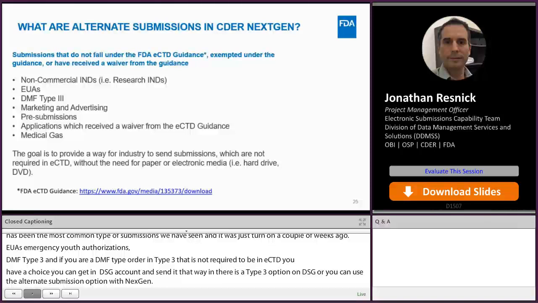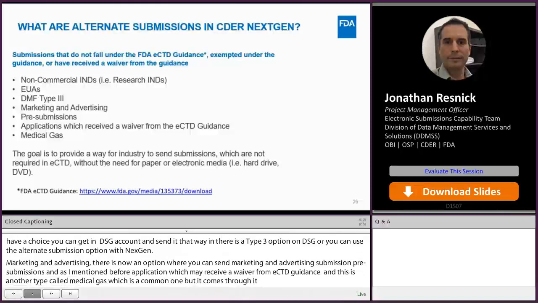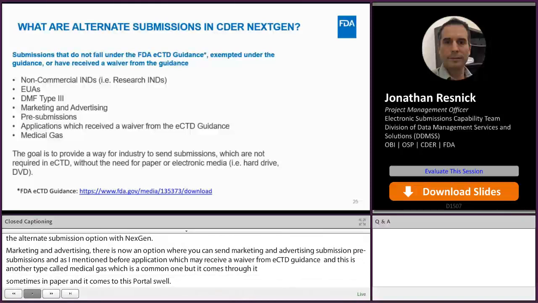And there's another type in here called medical gas. That's the most common one, but that comes through too, sometimes in paper, so those can come through this portal as well. But the main goal here is we just want to provide a way for industry to send submissions that are not required in eCTD. You know, rather than sending those in paper or on physical media, we want to give this option where you can send it through this portal.